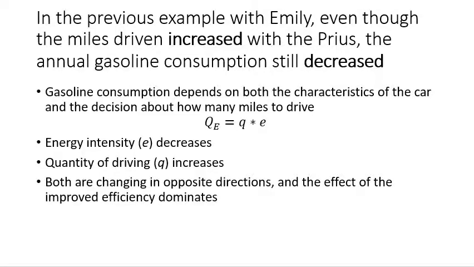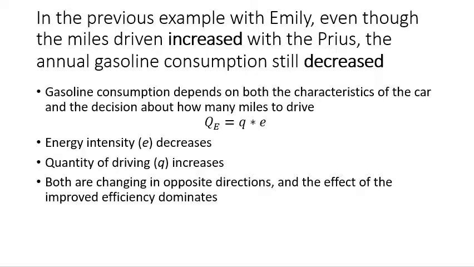In the previous quiz, or example with Emily, even though Emily's miles driven increased with the Prius, the annual gasoline consumption still decreased. So remember, we were swapping out Emily's less fuel efficient car with a Prius. And so her miles driven increased, but her gasoline consumption still decreased. The gasoline consumption depends on both the characteristics of the car and the decision about how many miles to drive.